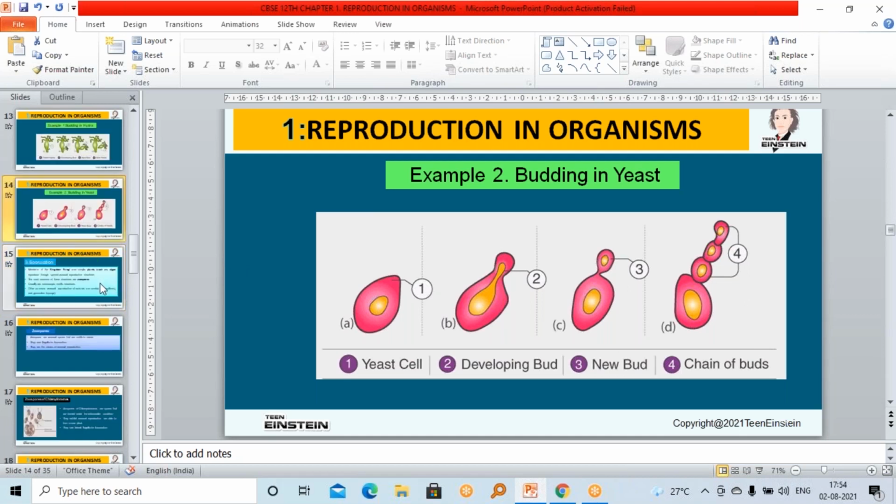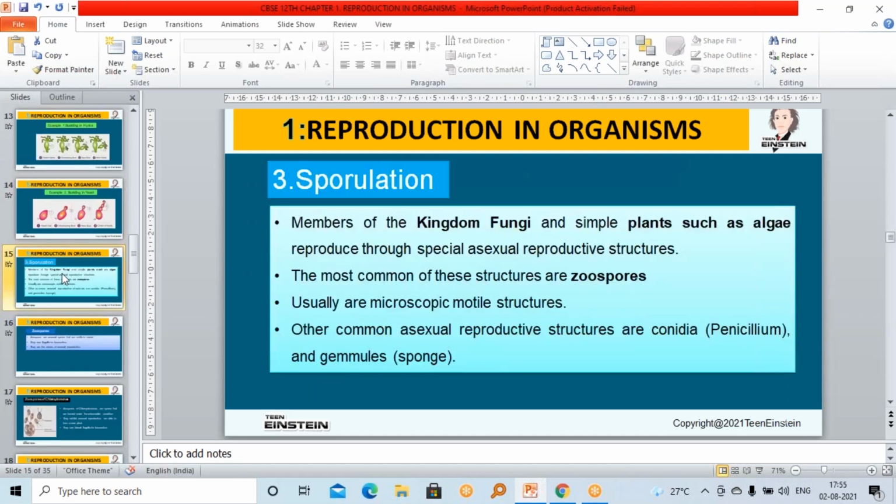A small portion of the cytoplasm is moving to the newly formed bud, and a portion of what? Nucleus also. Nuclear material is also moving to the newly formed bud. Here the division is unequal. There is no equal division taking place in this.